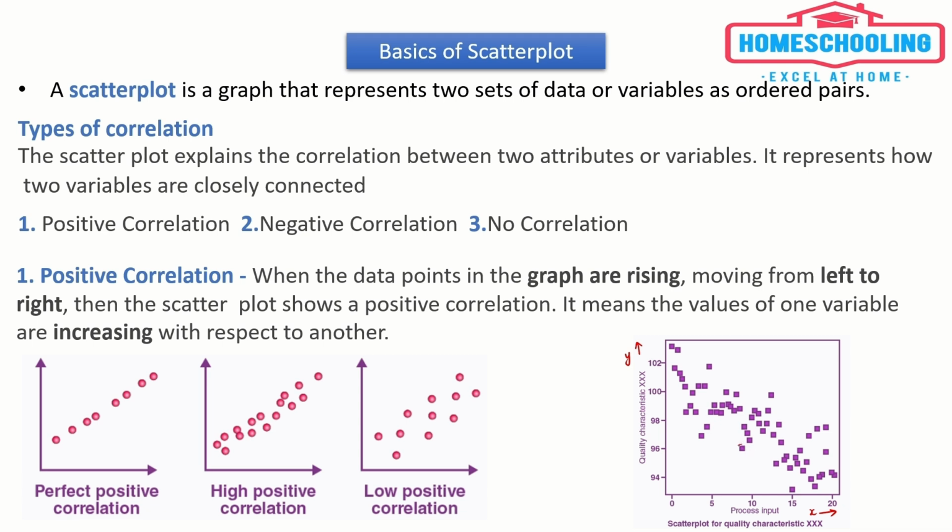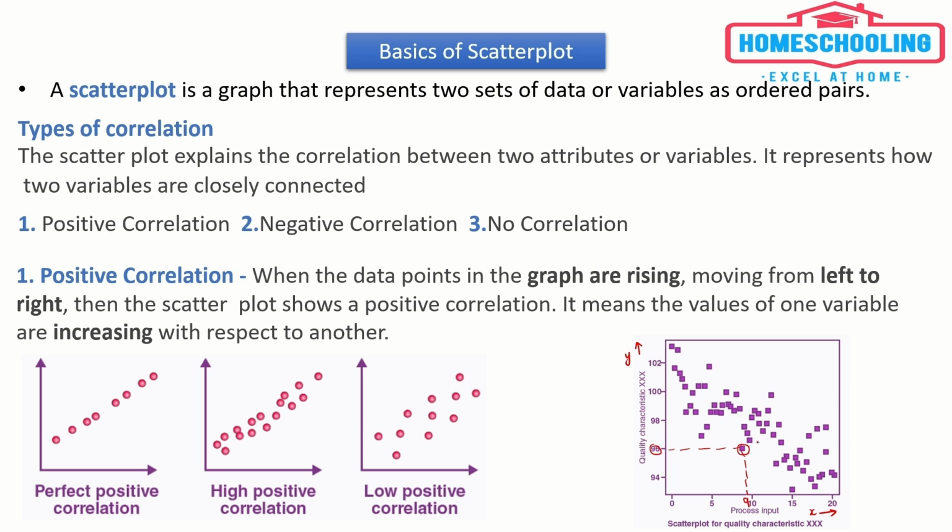So let's take this data point here and let's find out what this data point is saying. We will correlate it with x-axis and y-axis. What this data point is saying is that when the process input of a computer is 9, then that computer has the quality characteristics of 96. So this is how scatterplots are plotted by using data points.